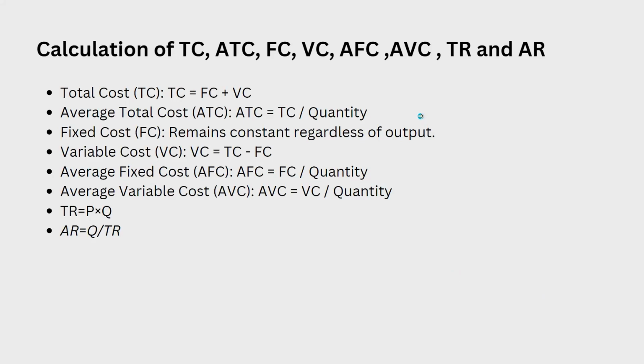Next we have the calculation of different costs. We have total cost, average total cost, fixed cost, variable cost, average fixed cost, and average variable cost. This is total revenue and this is average revenue. If you want, you can take a screenshot of this to memorize it. The calculations are quite easy. You just need to revise it once. If you revise it a couple of times or just do questions, you'll simply learn it.